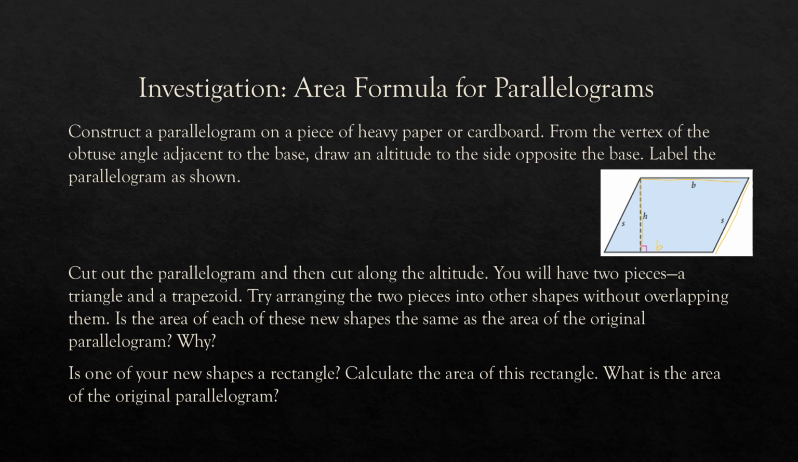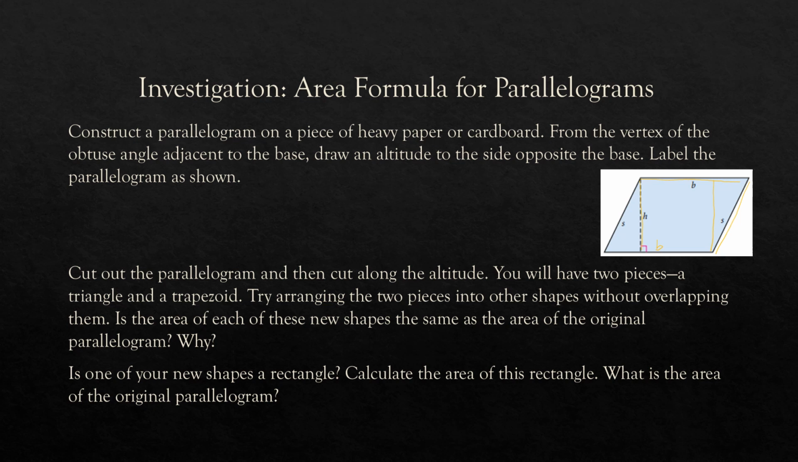Cut out your parallelogram and then cut along the altitudes. So go ahead and draw another altitude here if you want, and cut along this altitude as well. You'll have 2 or 3 pieces depending on if you cut 1 or 2 altitudes. And what will be left? Either a rectangle, a square, or maybe a trapezoid if you only cut off one of the altitudes.